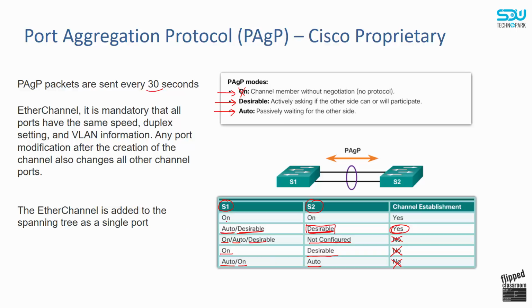Well, if you don't use a protocol to create an adjacency, to create the EtherChannel, then you can just turn on EtherChannel on your ports, and then you will have a channel which will be created manually by you without any help of the protocol.